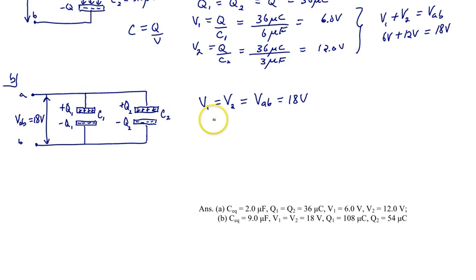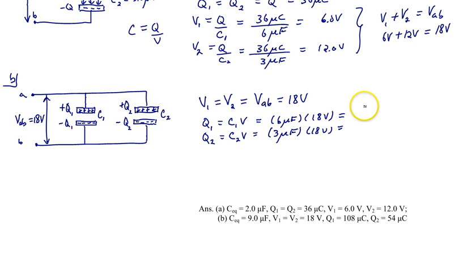However, what will be different for them will be the charges on the individual capacitors. Q1 can be determined by using C1 times V, and Q2 can be determined by using C2 times V. So if we substitute our capacitances in, that's 6 microfarads times 18 volts, and 3 microfarads times 18 volts, we could find out their individual charges. So for Q1 we'll have 108 microcoulombs, and for Q2 we'll have 54 microcoulombs. And you can see from here the capacitor that has the larger capacitance will collect a larger amount of charge.